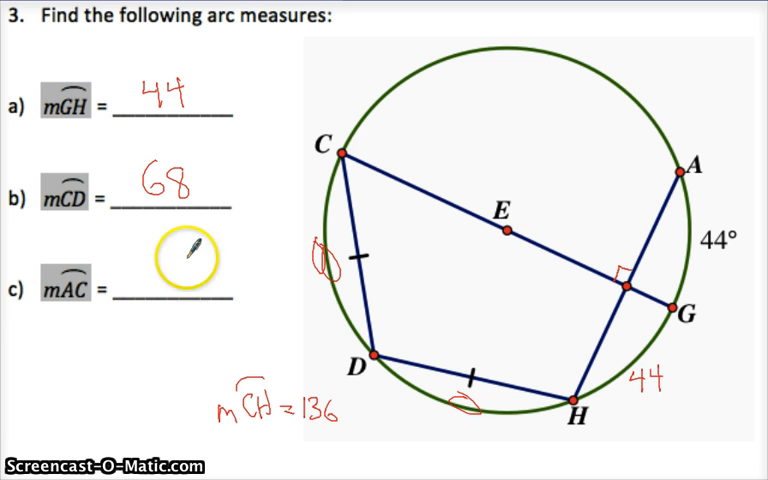120, yeah. And then AC is from here to here. Oh, that's the same. I already did that sort of. It's 136. It's the rest of the 180 over there.